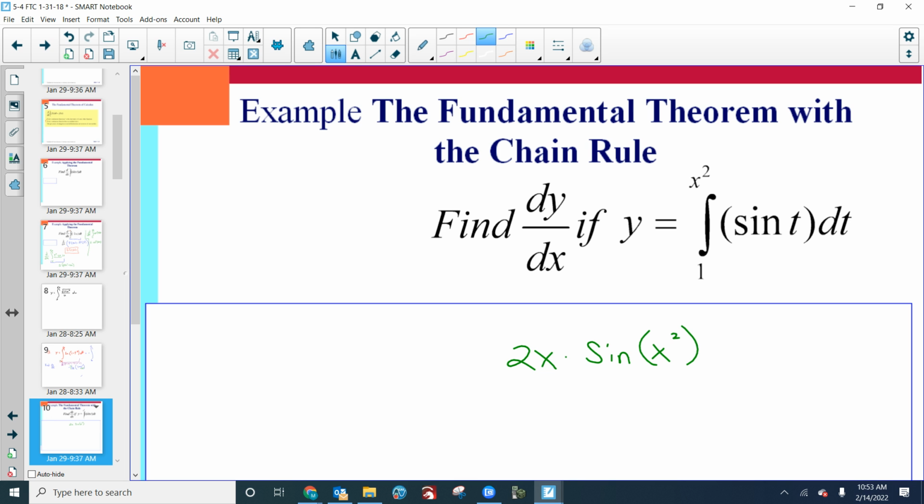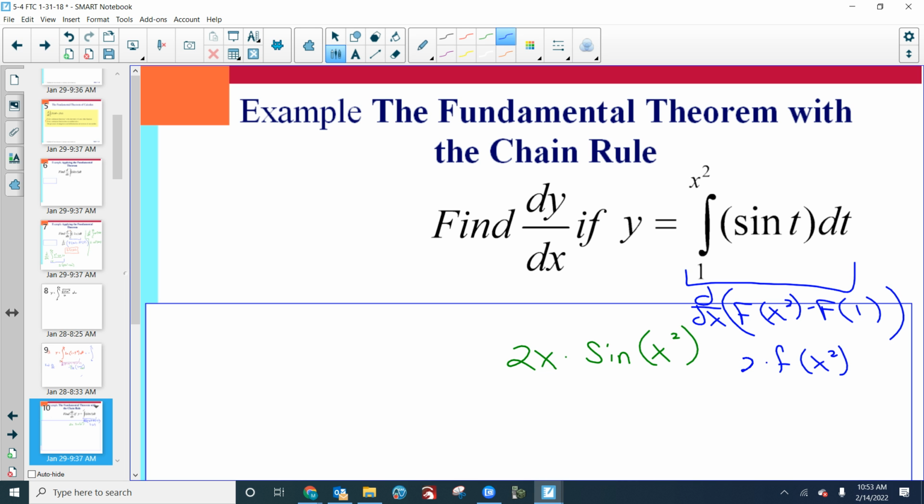So what was that? Well, let's break it down again. If you ever forget, go back to the roots of it. It's capital F of x squared minus capital F of 1, correct? But we're taking the derivative of that. What's the derivative of capital F of x squared? Little f of x squared times 2x, the derivative of x squared, 2x. So take 2x out front and plug in x squared for every t in the problem. Okay, that looks right. Make sense?